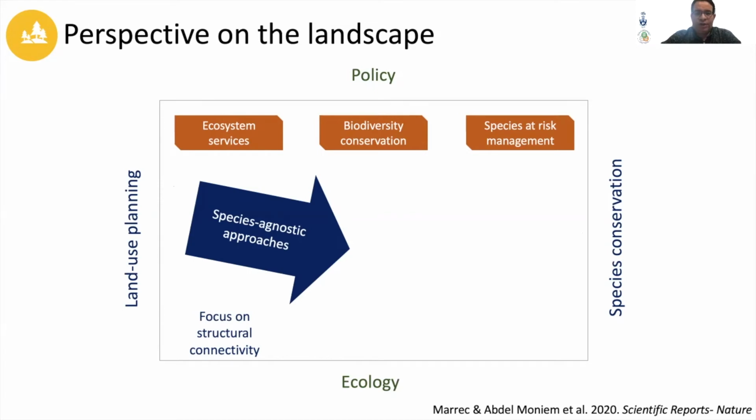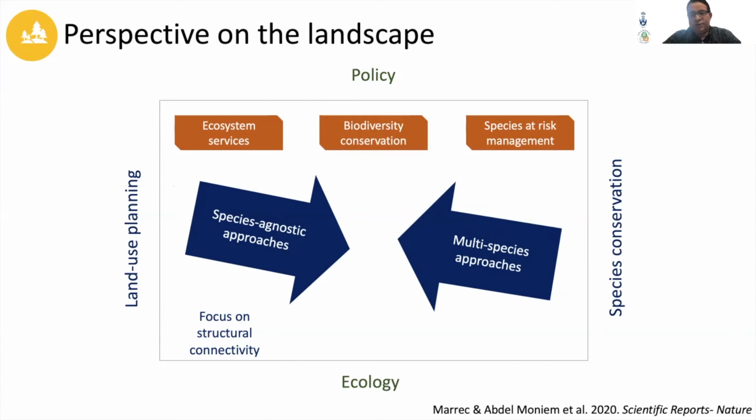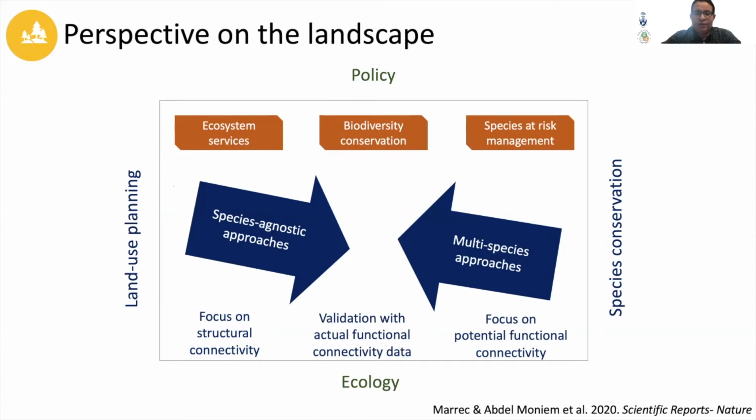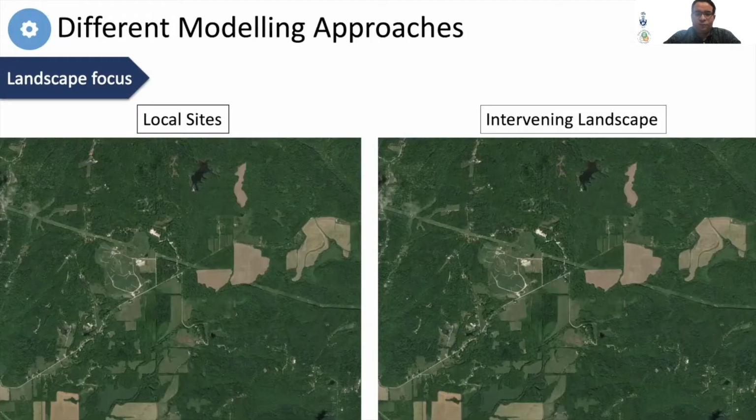Rather, we model the landscape connectivity from a land use planning perspective and a structural connectivity. On the other side, we have a multi-species approach or a species-specific approach that focuses mainly on potential and functional connectivity. Both approaches can be validated with actual functional connectivity data.